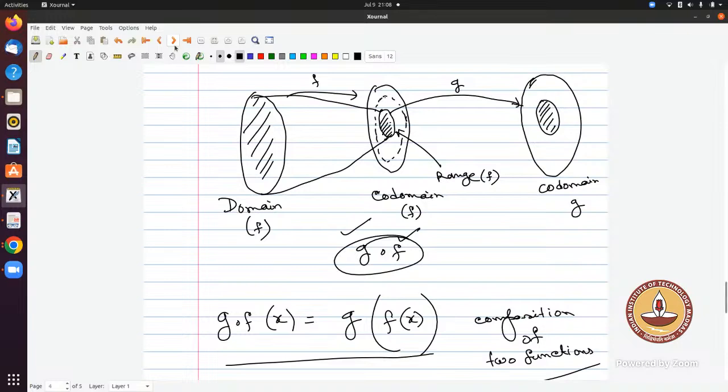Then my only doubt is, can we apply the domain of G as the range of f or the codomain of f? No, the domain of G should be a superset of the range of f. That is only needed. We need the range of f to be inside the domain of G. That is what we need, nothing else. Otherwise, if some portion of the range is outside the domain of G, then on that portion we cannot apply G. That is what it is.